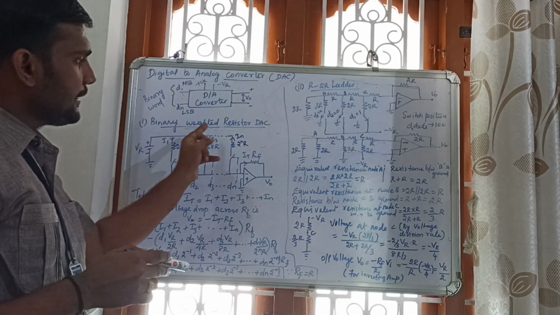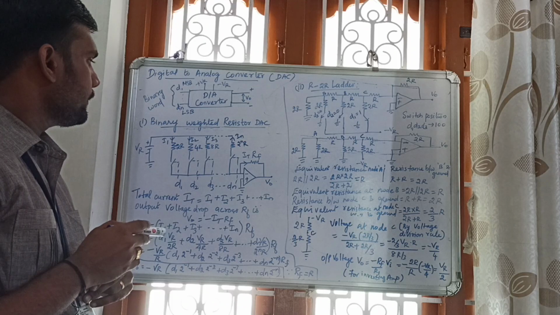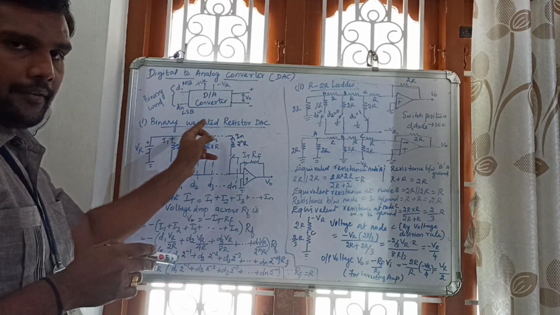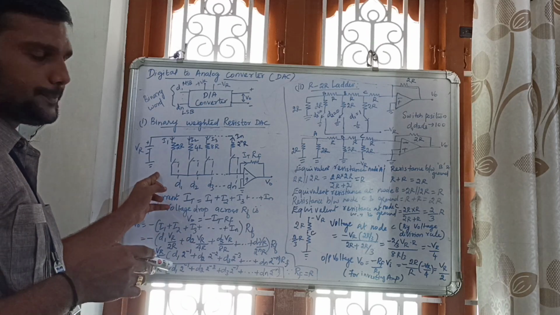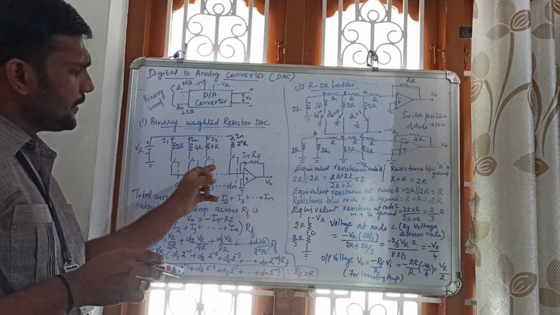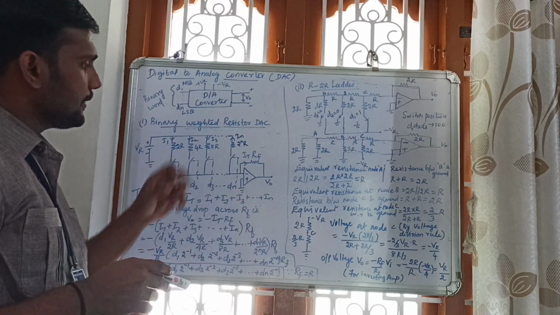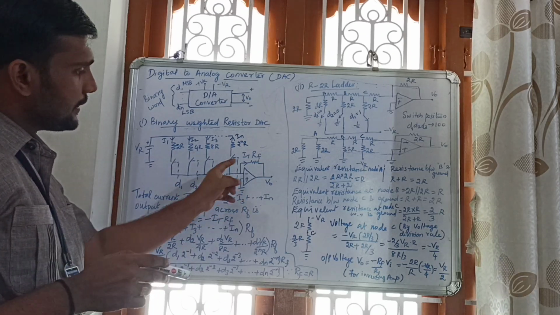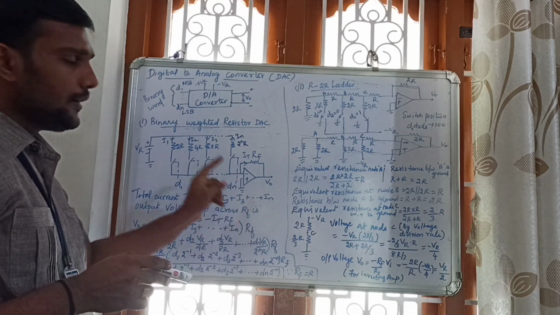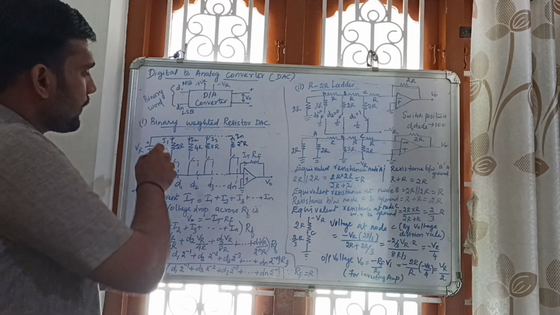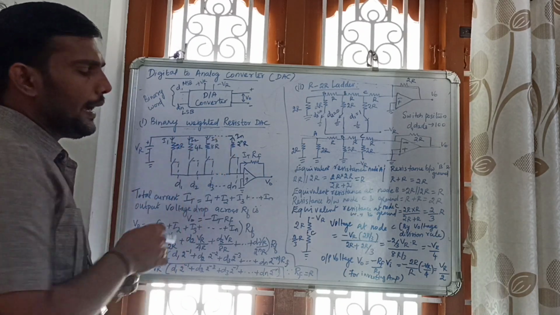We are going to study the binary weighted resistor DAC, then the R-2R ladder DAC. First let us see the binary weighted resistor DAC. So this is the circuit. Here it has the operational amplifier and the resistor network. This operational amplifier is used as a summer, which sums the binary weighted currents I1, I2, I3 up to IN.